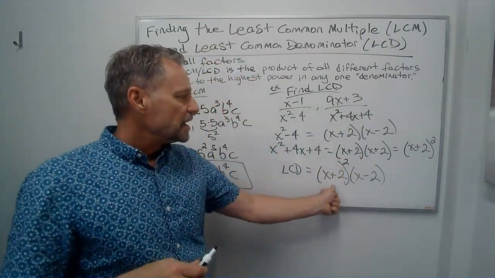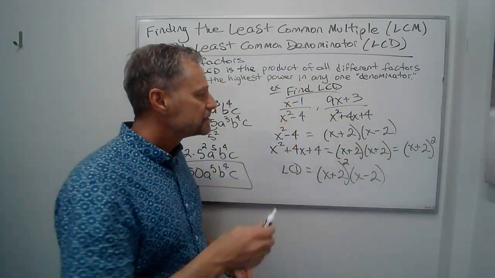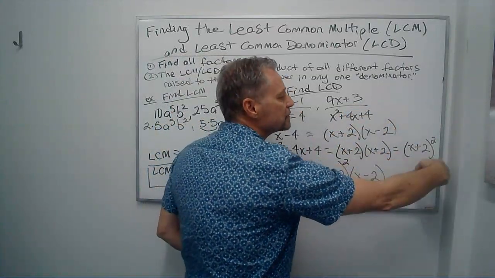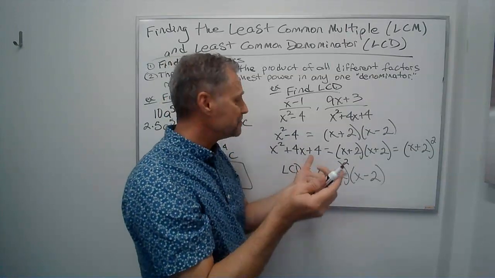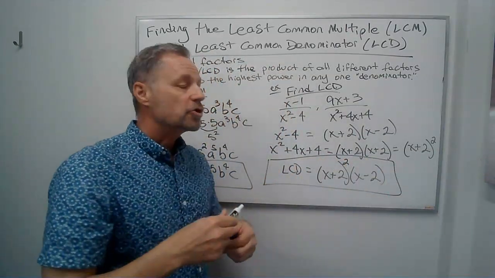So x plus 2 squared, that was my highest power. x minus 2, I only had one of those. That's all I need. There's not a squared. Even if there was an x minus 2 over here, unless one of them has 2 of them, I will need the one of them. So that's my LCD. So practice those.